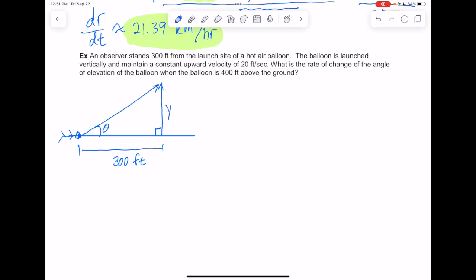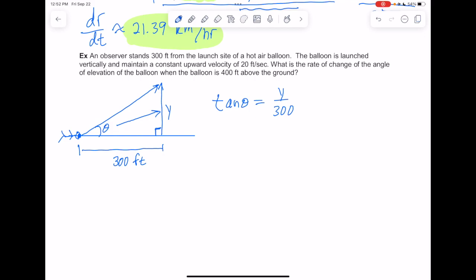And we do have the right triangle. So the theta there, how are the y and the 300 related? The y is the opposite of the angle, and the 300 is the adjacent. So we could do something with opposite over adjacent, which would be tangent of theta equals opposite over adjacent, so y over 300. And by the way, if you're wondering why didn't I put an x instead of a 300? The person's not running to where the balloon used to be, so the distance between the observer and the launch point of the balloon is not changing. It's not a variable, it's just a constant. So I can just put that 300 in there.